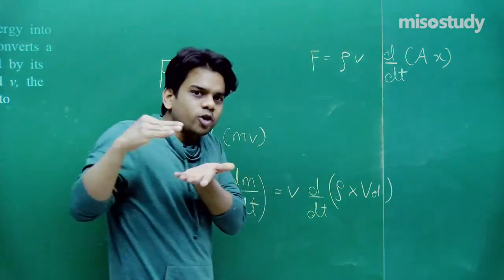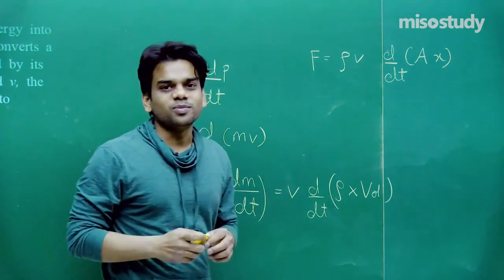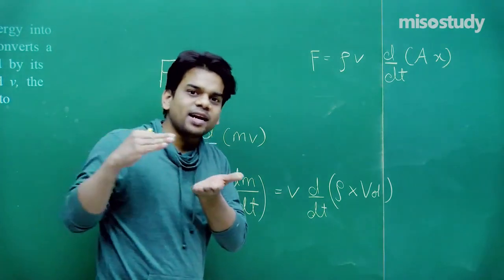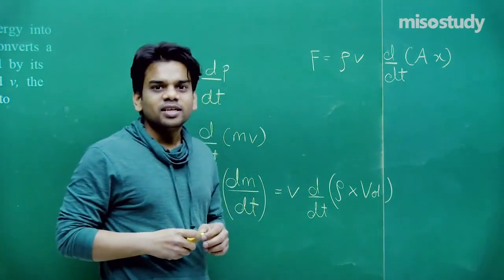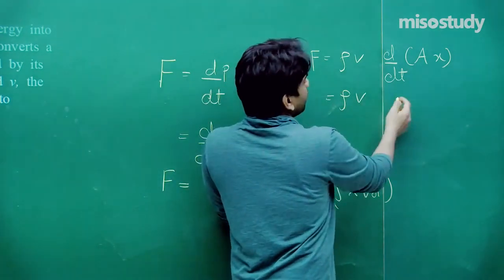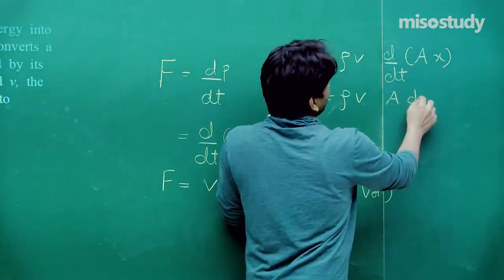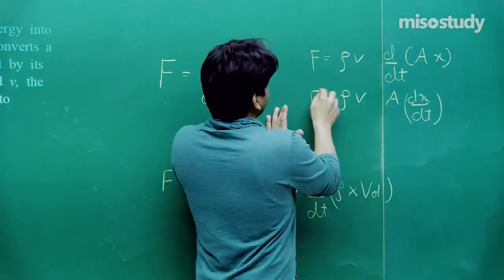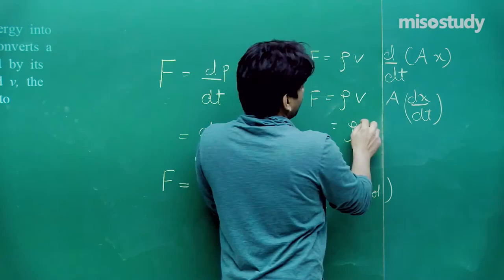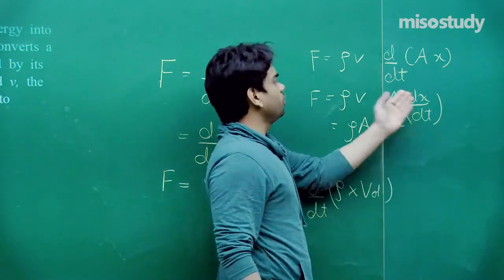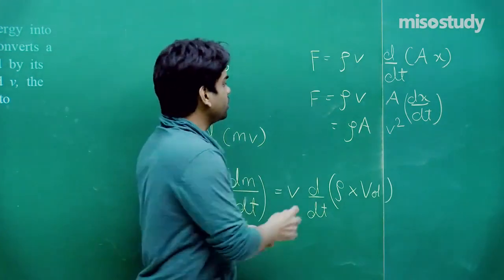Area: suppose any cross section through which wind is moving, proceeding towards the blade. Any cross section area you can consider, and the linear distance that it has traversed is X. So A into X, rho into V. Now you see A will be constant, and dx by dt will be given as again V. See what you are going to get. You will obtain rho A V square. Dx by dt will be V, so that will multiply, and you get rho A V square, that is the force.